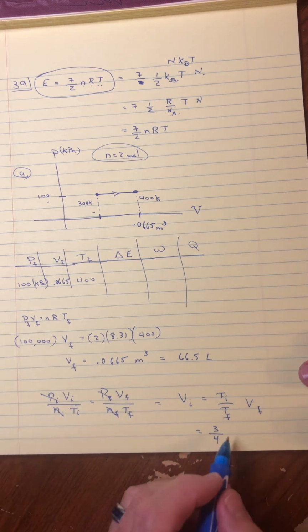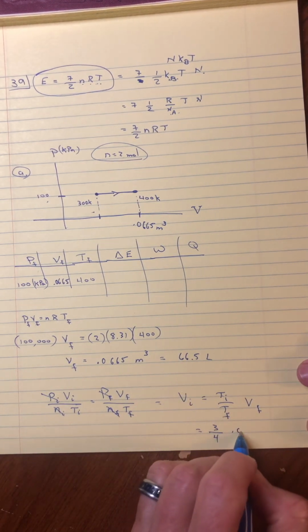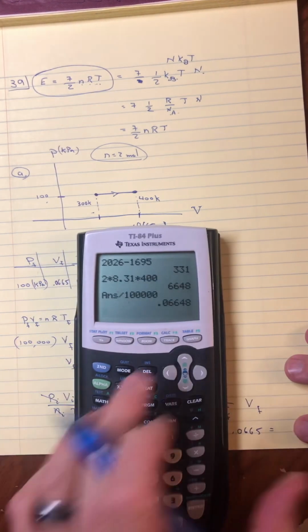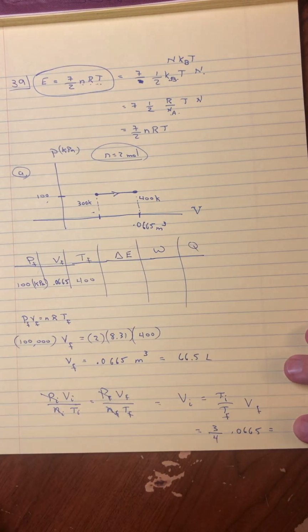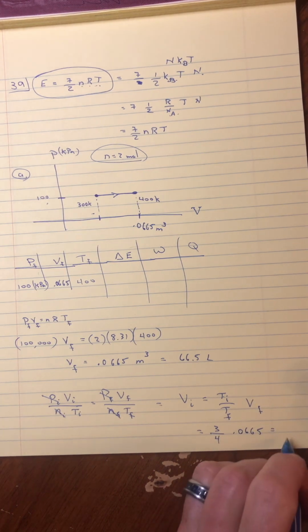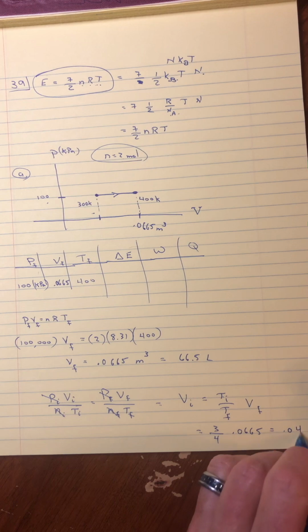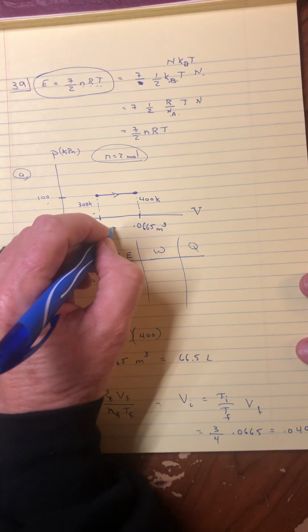And so that's why I said 3/4 of this, 0.0665. And that's still in my calculator, so let me go times 3/4 and get a volume of 0.0499.